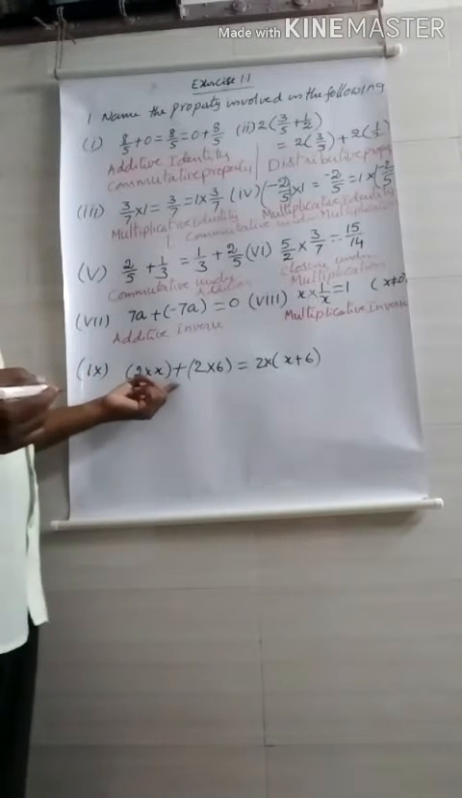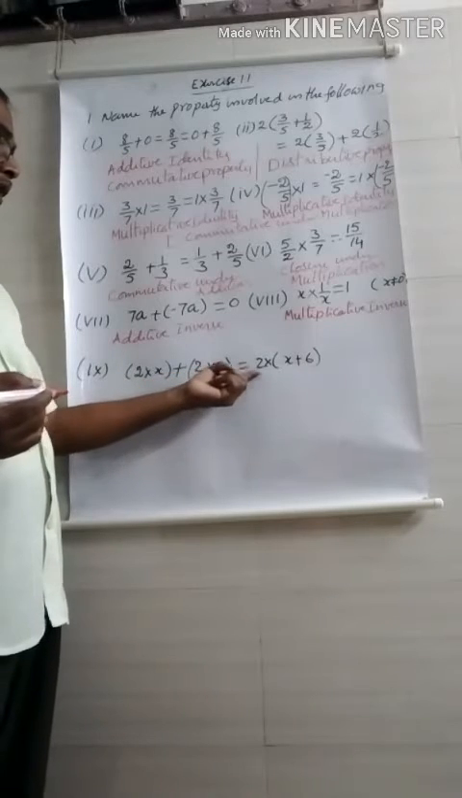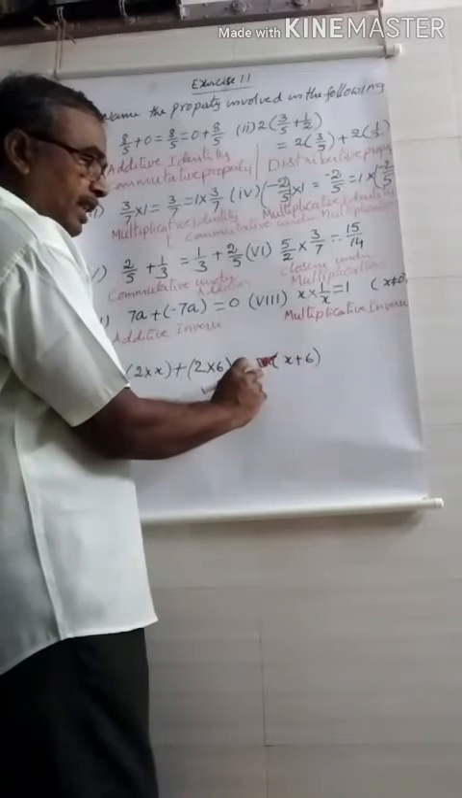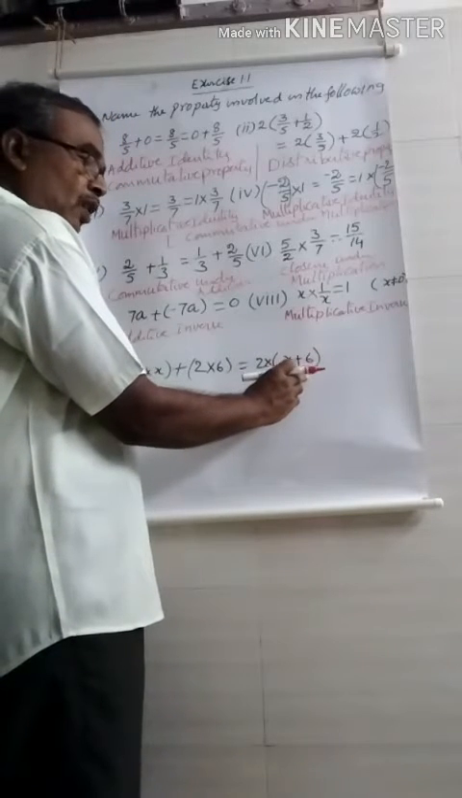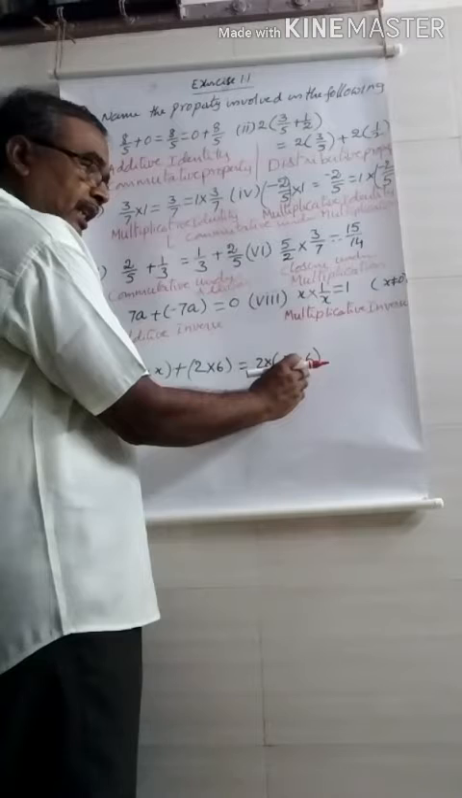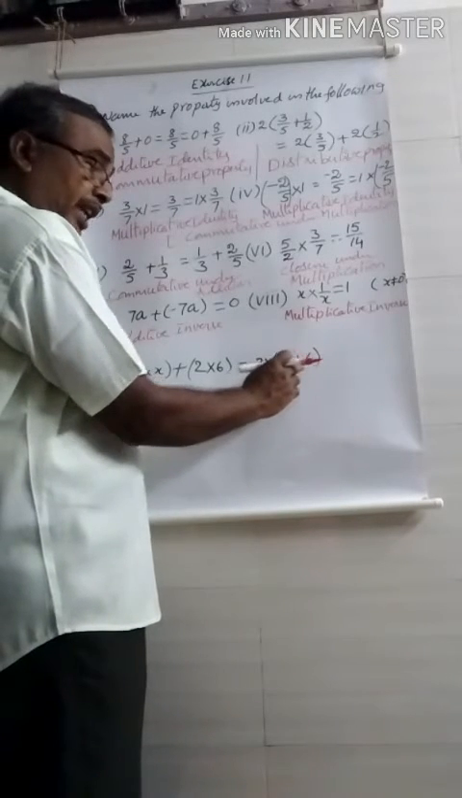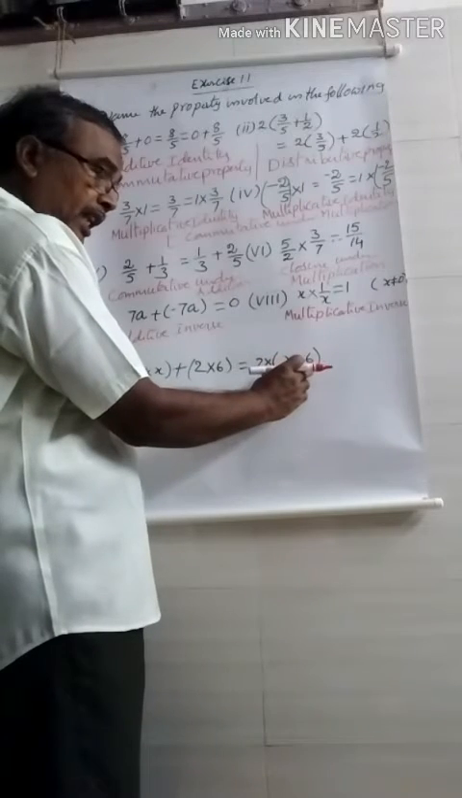2 into x plus 2 into 6 is equal to 2 into x plus 6. First you may observe the right hand side. What is there? 2 into x plus 6. Which property? Distributive property. That means multiplication over addition. What can we write from this RHS?